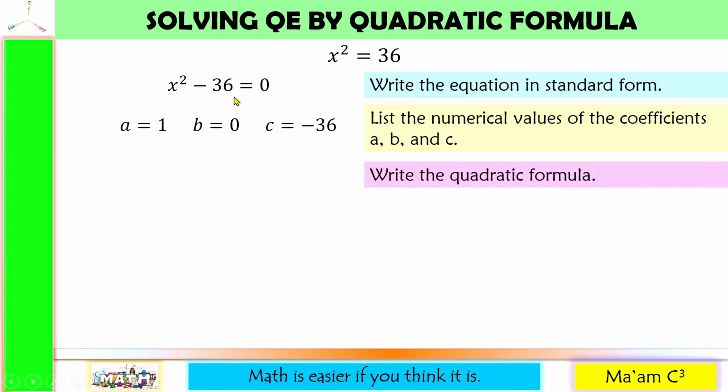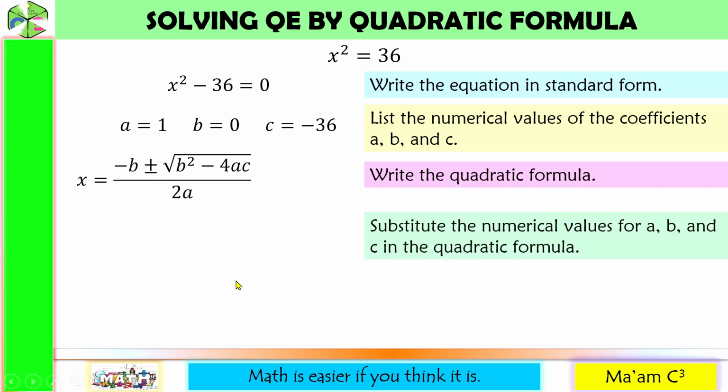Step 3, we have to write the quadratic formula. Again, it is equal to the negative b plus minus the square root of b squared minus 4ac all over 2a. Step 4, substitute the numerical values for a, b, and c in the quadratic formula. So we're going to substitute 1 for our a here and in here. Substitute 0 for b here as well as here, and substitute negative 36 for this one.